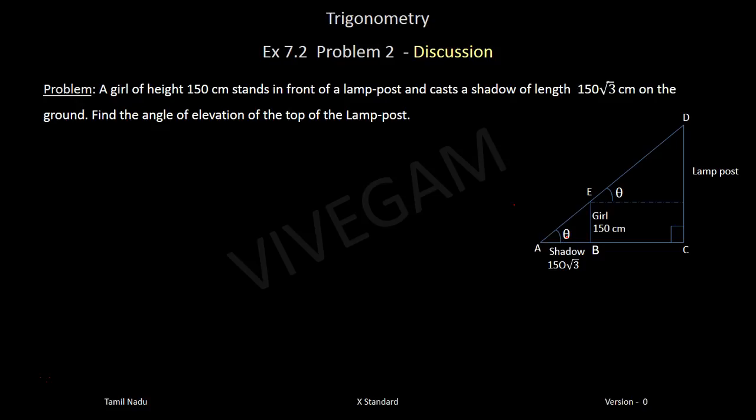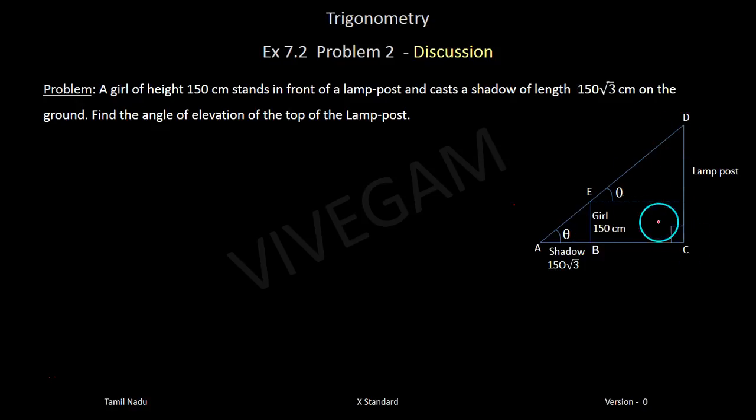You got it? So now take a look at it. What happens now? You are asked to find the angle of elevation theta. So theta, and these two dimensions are given. The girl's height is given as 150 cm and the shadow length is 150 root 3 cm. Right? So then tan theta will be opposite side by adjacent. So from that you will be able to get the value of theta. Got it? Let me repeat this diagram actually.